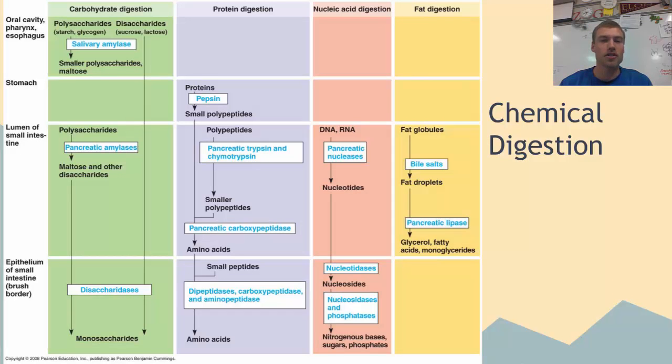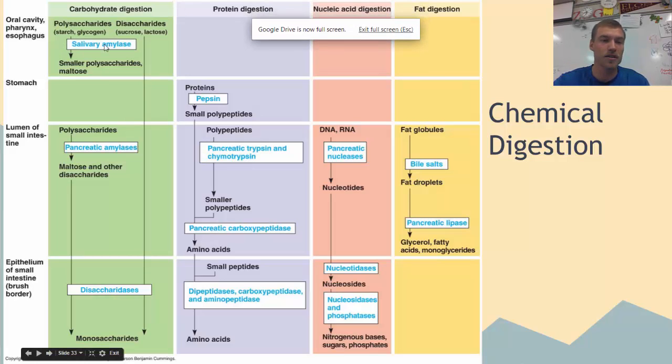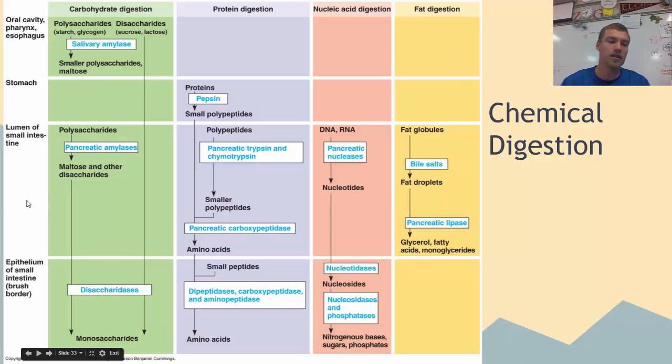So this is just a graphic that shows you all the different types of chemical digestion that are occurring. Again, we've got the salivary amylase that's going to be breaking down starches. Then in the stomach, we've got pepsin, which is going to be breaking down the proteins. And then in the duodenum of the small intestine, you've got the amylases, trypsin, chymotrypsin, and the carboxypeptidase, not peptidase, pancreatic nucleases, the bile salts, and the pancreatic lipases that are going to be helping to dissolve all the different types of macromolecules.